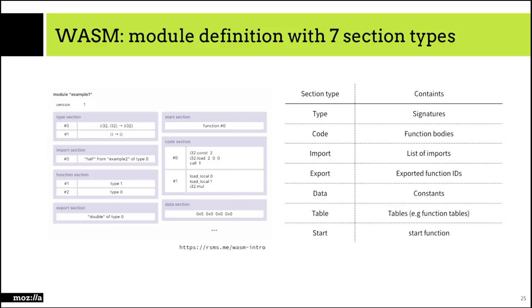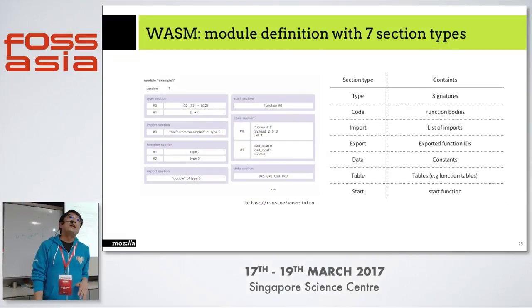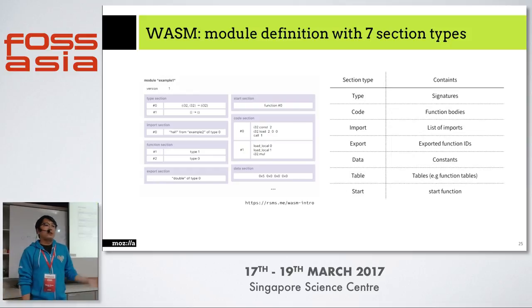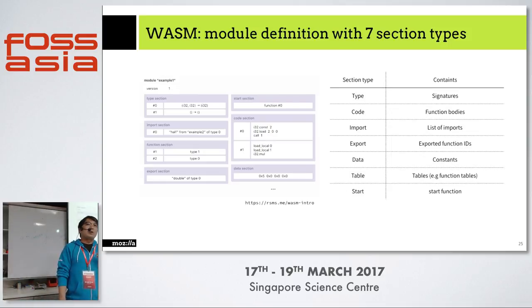So WASM will define the module functions with these sections. The type section contains the signature list, the code section contains the function bodies, and the export section defines which functions are exported to the JavaScript space. The import section defines which functions, values, or objects come from the JavaScript space.